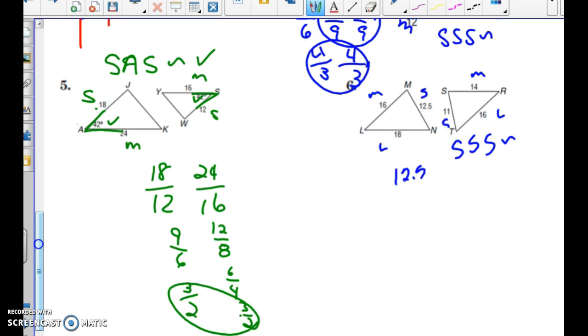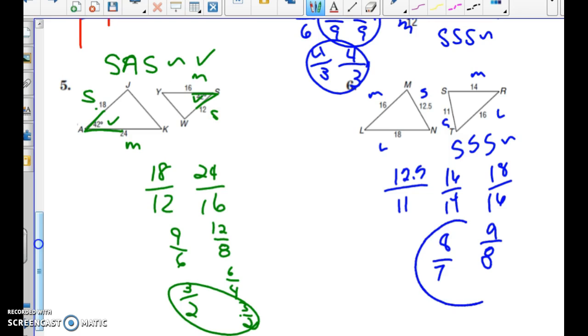So it's 12.5 over 11, 16 over 14, 18 over 16, right? I can reduce this down to be what? 9 over 8? Can I reduce it down any further? No. This one would be 8 over 7. Can I reduce it down any further? Are those the same? No. You just stop. So this one right here is going to be not similar.